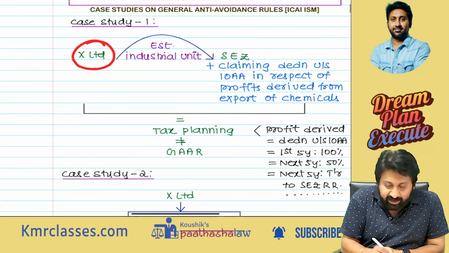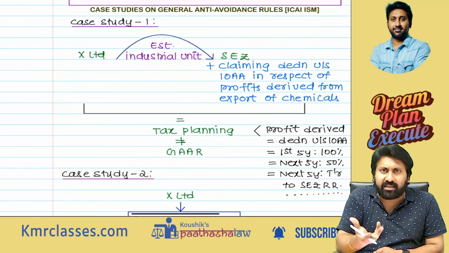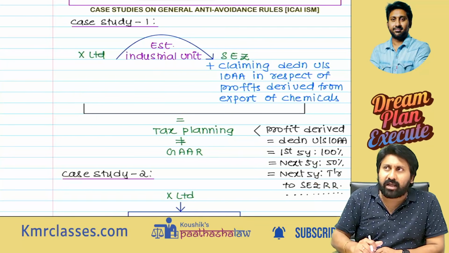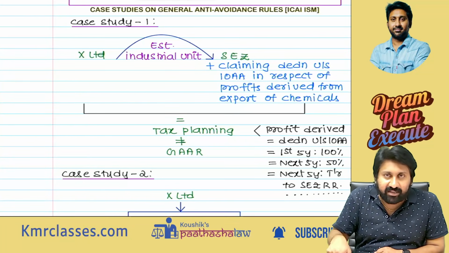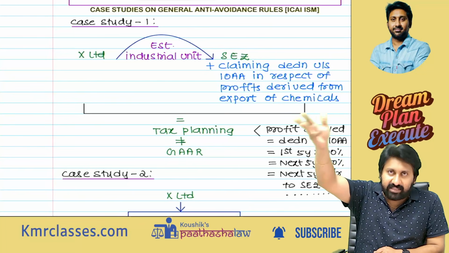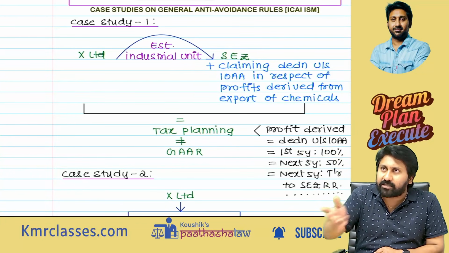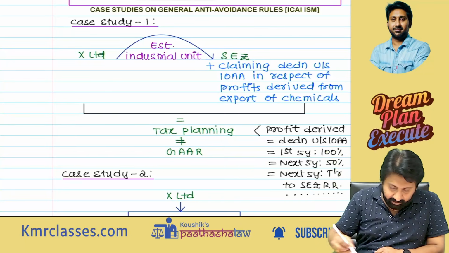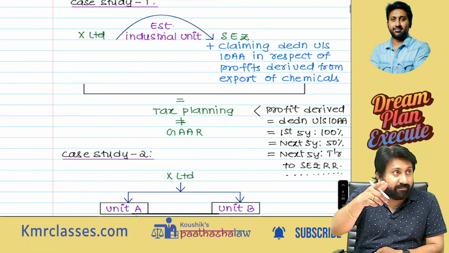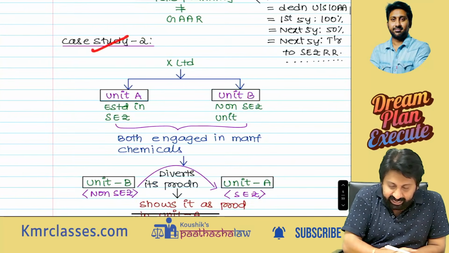So X Limited established a unit in a SEZ and exported goods from there. That is tax planning here. You only gave me the chance to do that and I am availing it. If I start it in Hyderabad, I have to pay tax. If I start it somewhere in Gujarat, in a SEZ established by the state of Gujarat, I will get exemption. That's why I started there. It's planning. Next, they will ask you in the exam whether this is tax planning, tax evasion or avoidance. Next, case study 2.